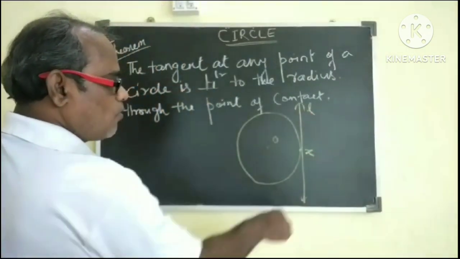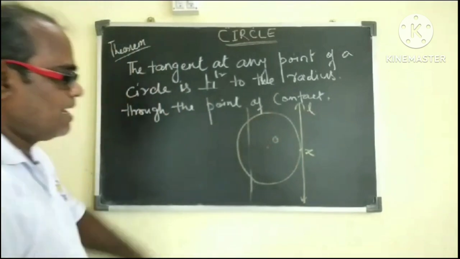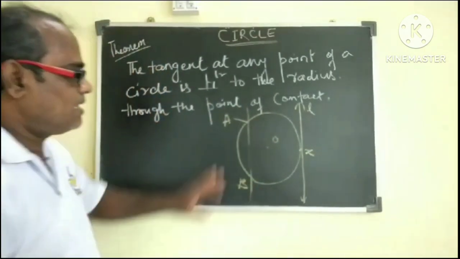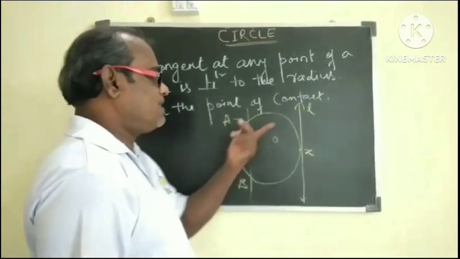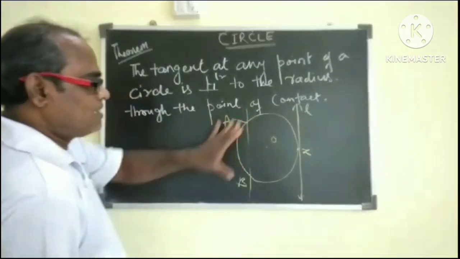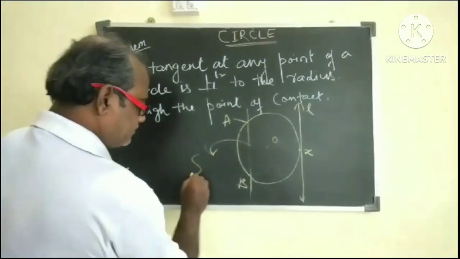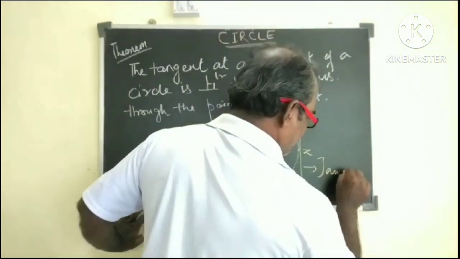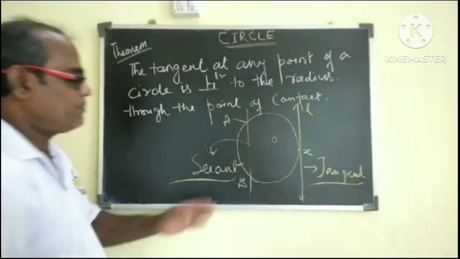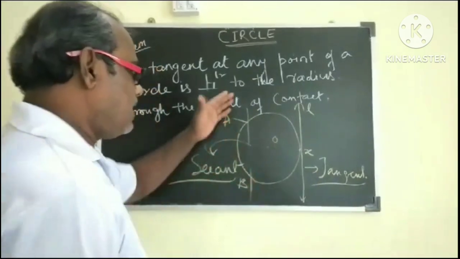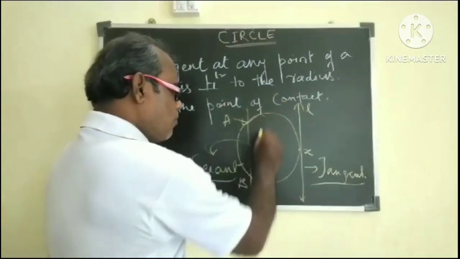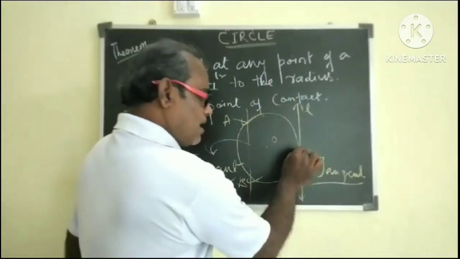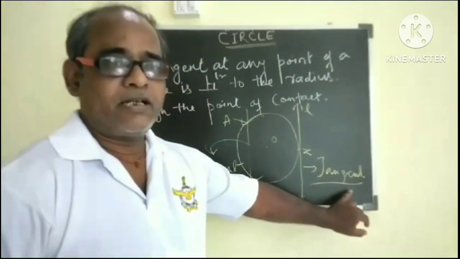Suppose this line were in this way, that means it is intersecting the circle in 2 points. Let us say point A and point B. Then this line we won't say is a tangent line. This becomes a secant line, and this becomes a tangent. So what is the difference between secant and tangent? The main difference is that a line which intersects the circle at 2 points is said to be a secant, and the line which just touches the circle at one point is said to be a tangent line.